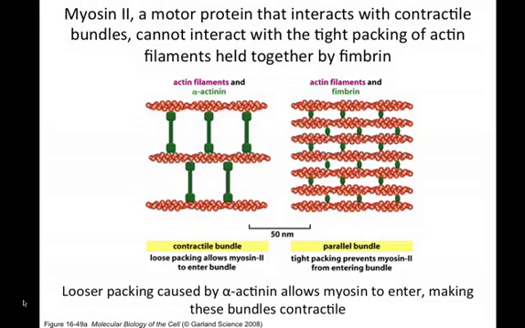Whereas in your parallel bundle, there's not enough space. So it's a much smaller cross-linking protein, and it's going to organize actin into a tighter packed bundle that won't allow myosin in. So if I show you this and I ask you if myosin 2 functions in this, you have to say no. I won't do that, but it's good to understand structure relates to function. So the looser packing allows myosin to enter, making these bundles contractile. Okay? Good.